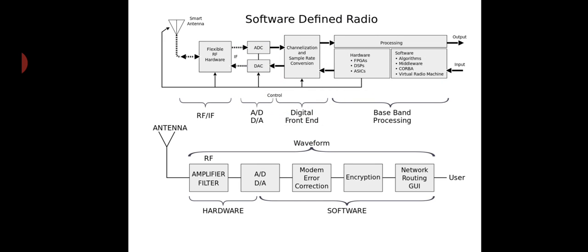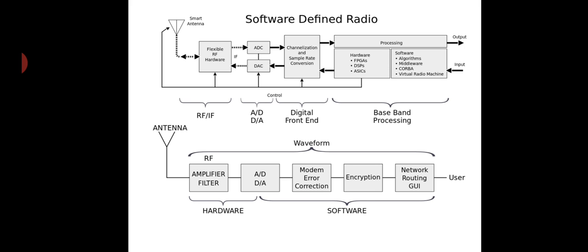So what is the infrastructure of software defined radios? As you can see, there is an antenna which feeds into the SDR and the RF amplifier and filter. Then there is an analog to digital converter, and a digital to analog converter can be used. After that, there is a software part in which you analyze the signals, for example modem, error correction, encryption, network routing, GUI, etc. Then the user can analyze the data.